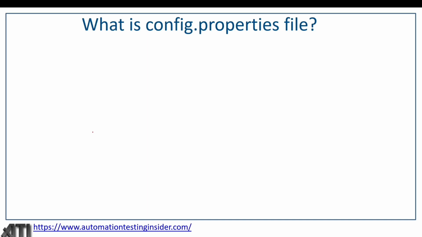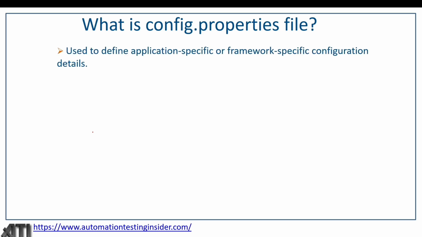So let's talk about the first thing: what is the config.properties file? The name says config, so it talks about the configuration settings we are going to have in our framework or our project, right? The extension of this file is .properties, so you cannot change that. Config you can change, but it should have the .properties extension, right? Basically it is used to define application-specific or framework-specific configuration details, and it is a configuration file that stores key-value pairs.